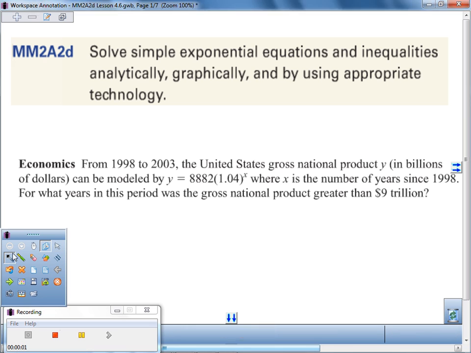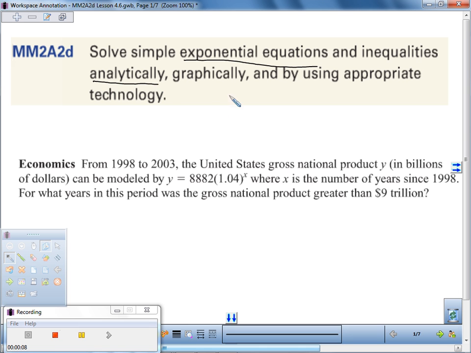Alright, in this lesson we're going to be looking at exponential equations and inequalities, and we're going to solve analytically. Later on we'll look at graphing them, solving and graphing using appropriate technology. We'll look at that later. Now let's look at our essential question here.